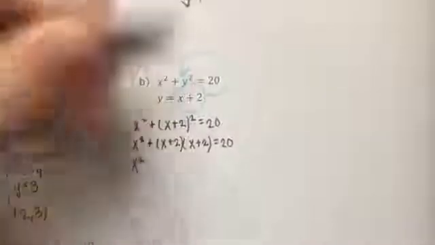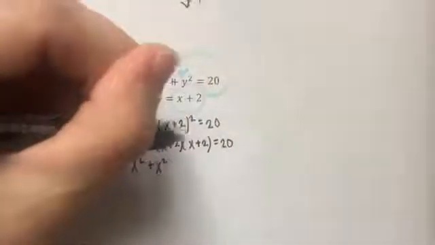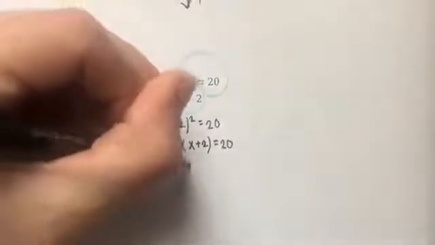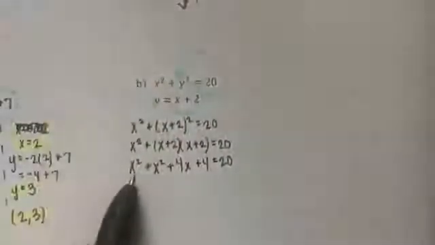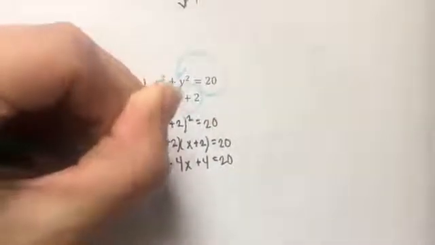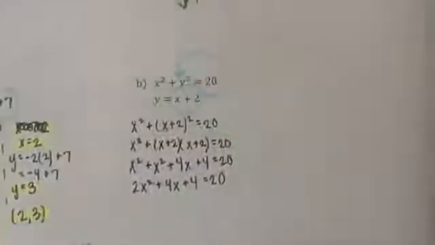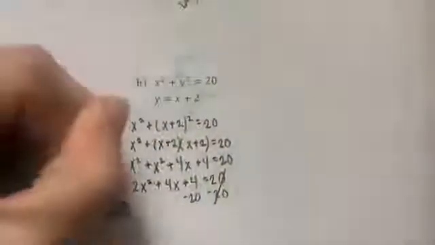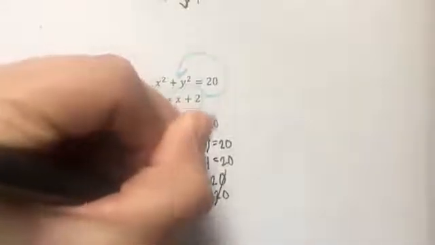So x squared plus x times x is x squared, x times 2 and 2 times x, those combine to 4x. It's like 2x plus 2x. And then 2 times 2 would be plus 4 equals 20. I can combine the x squared into 2x squared plus 4x plus 4 equals 20. Subtract the 20 over. I end up with 2x squared plus 4x minus 16 equals 0.